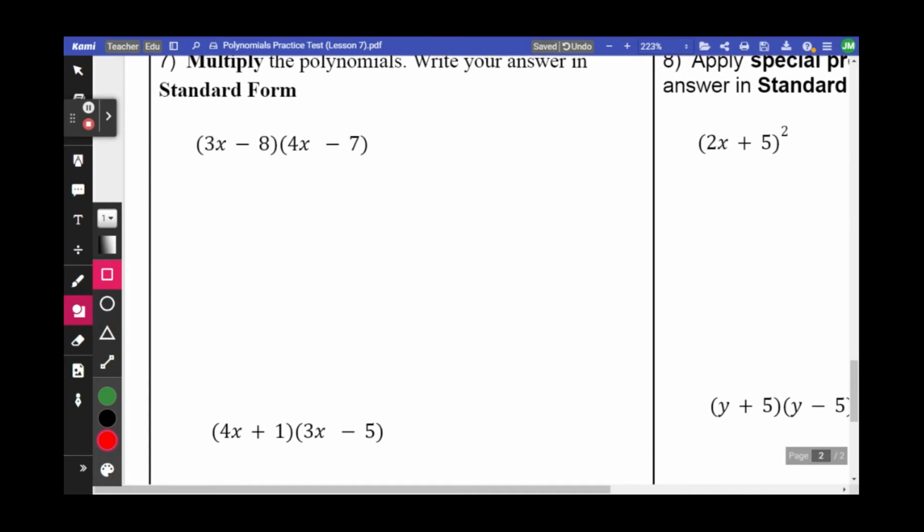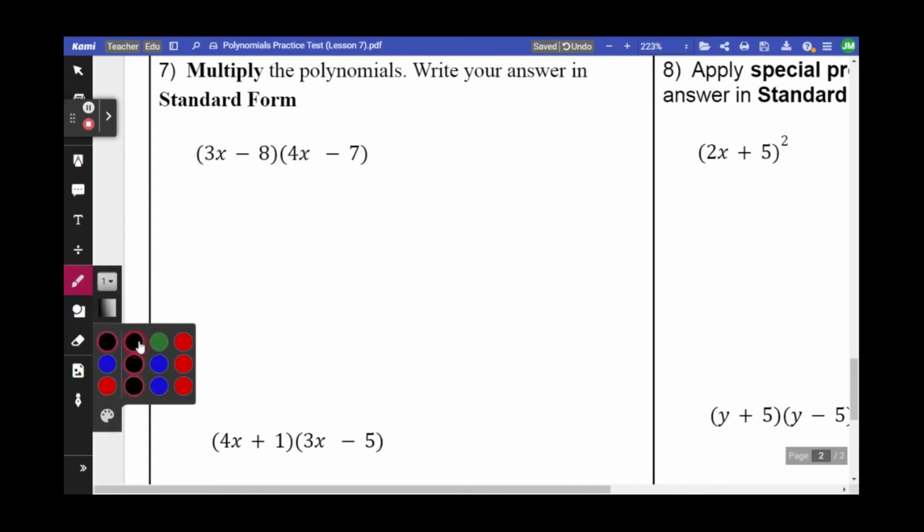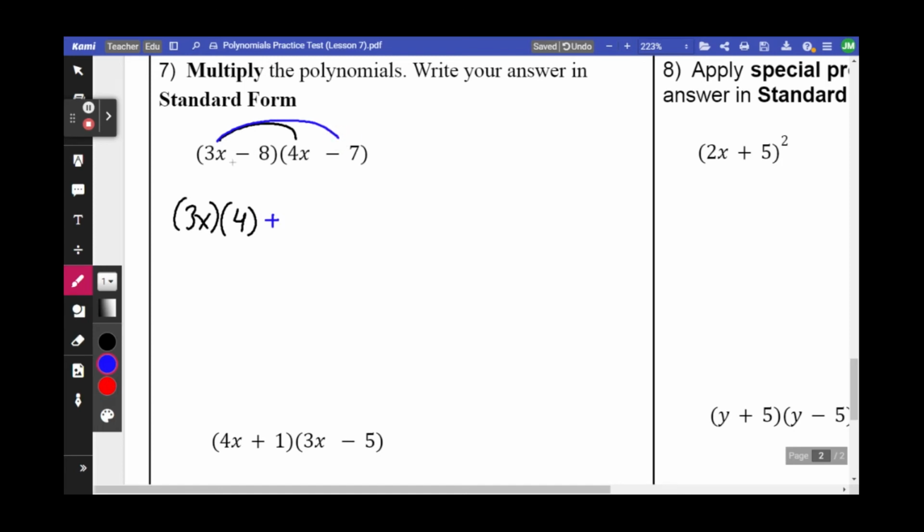All right, here's some more multiplications of binomials. Again, I'll do a FOIL and a box. That's a FOIL. I'll multiply the first terms together, 3x times 4x. And I'll always add a sum in between these, and I'll take care of the sign after I multiply. So the outer terms are 3x times negative 7. The inner terms are negative 8 times 4x. And the last terms are negative 8 times negative 7.